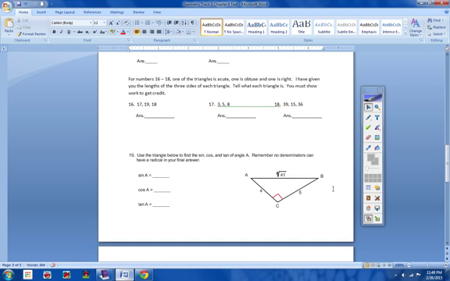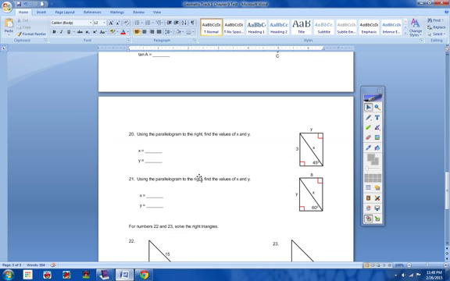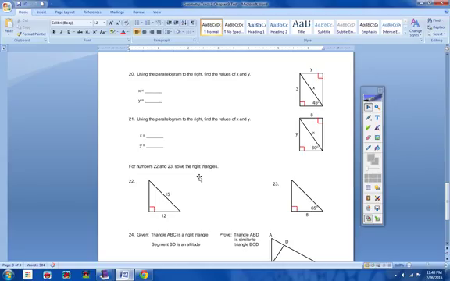Alright, number 19, use the triangle below right here to find the sine, cosine, and tangent of angle A. Remember, Matthew, no denominator in your final answer can have a radical, so if that happens, you have to rationalize your denominator, okay? Alright, moving on to numbers 20 and 21. Number 20, use the parallelogram to the right to find the values of x and y, and same thing for number 21, use the parallelogram to the right to find the values of x and y, okay?